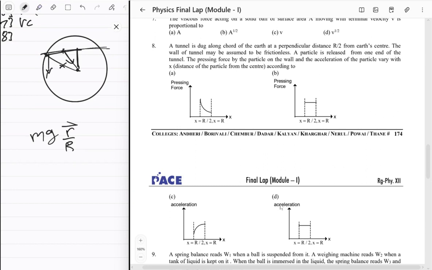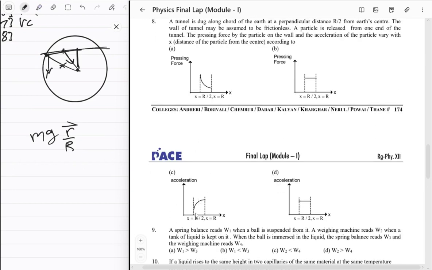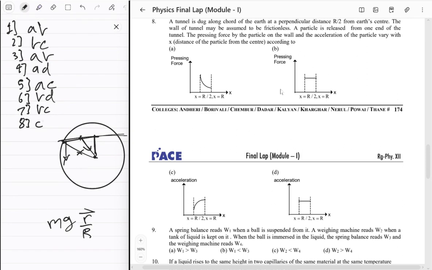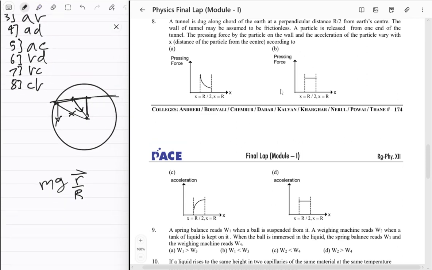And what else? And where is the acceleration? No, I mean, x is this thing, not this thing. If it were this, then it would actually be linearly related, but that's not the case. So C and B most likely. Right, next.